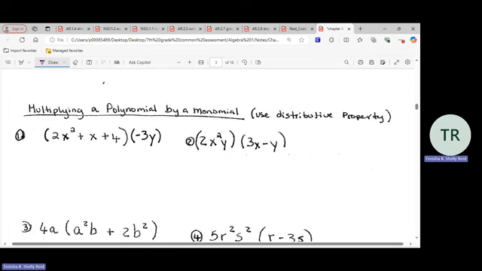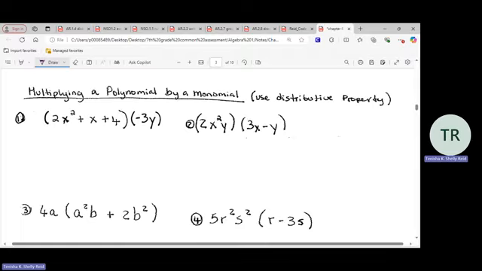Now, what if we are multiplying a polynomial by a monomial? Now we have a lot of terms that we're working with. We're going to use the distributive property, and we're still going to do one at a time. So I usually like to put the monomial first. If I see this whole big trinomial in front of the monomial, I like to flip it and just put the monomial first. It helps. So that's negative 3y times 2x squared plus x plus 4.